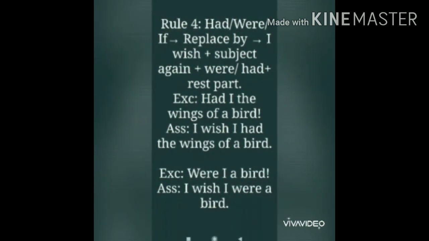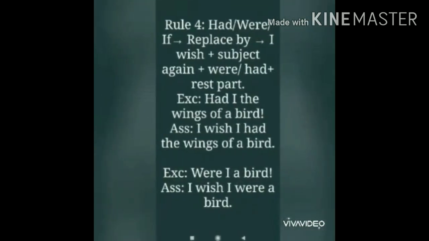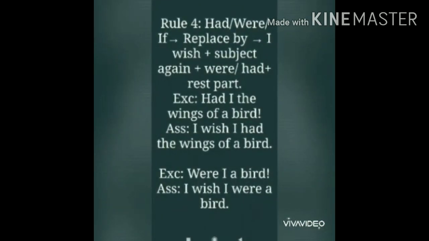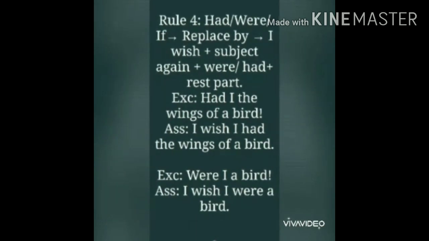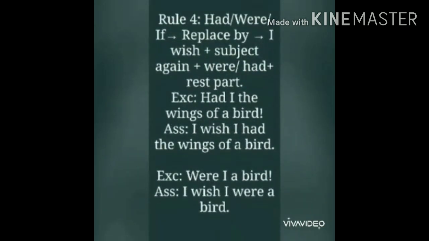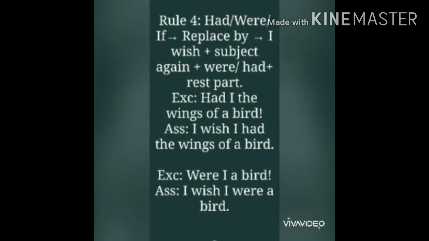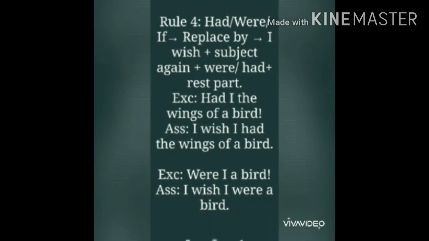Next one, were I a bird. Again, were has to be replaced with I wish. So it's becoming I wish plus subject I plus were plus rest of the part of the sentence. So it has become: I wish I were a bird.